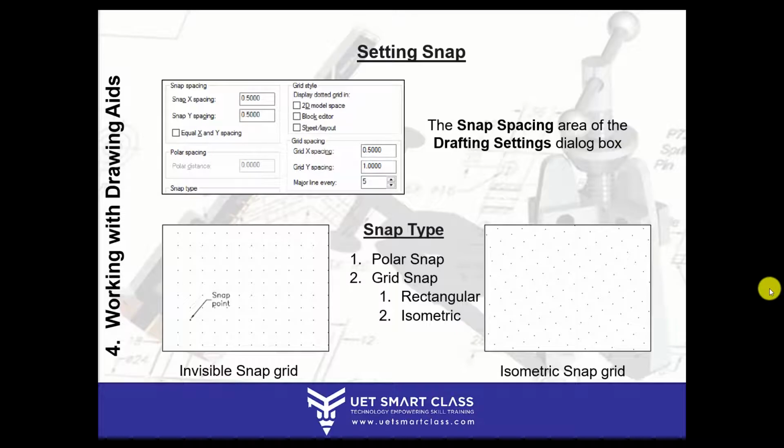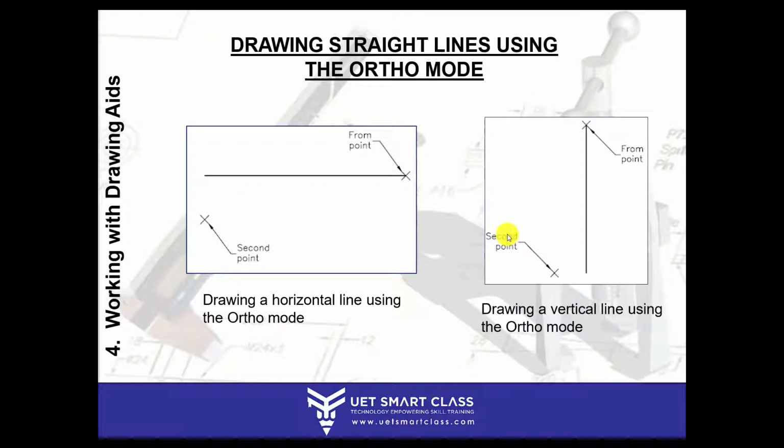So let's move on to our next topic, that is ortho mode. Through ortho mode, you can draw straight lines in a horizontal way or vertical way. That's all there is in this ortho mode function. There is no other setting for ortho.